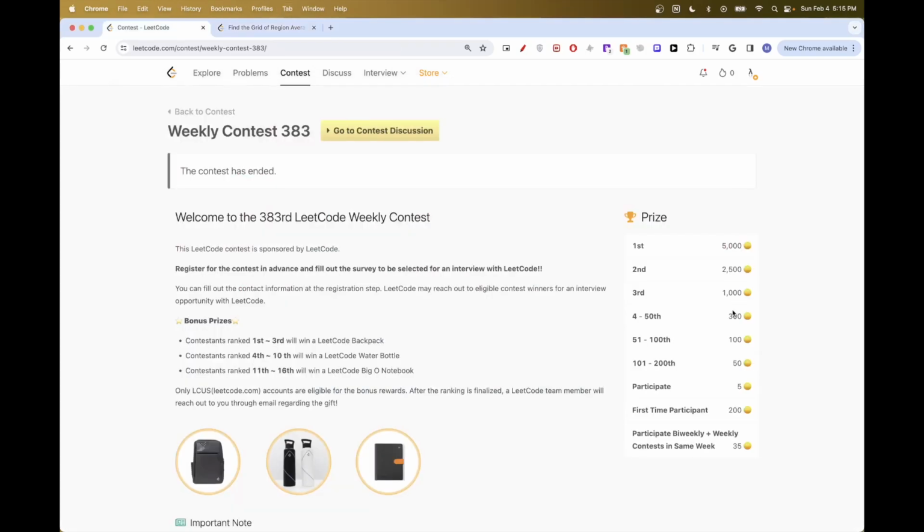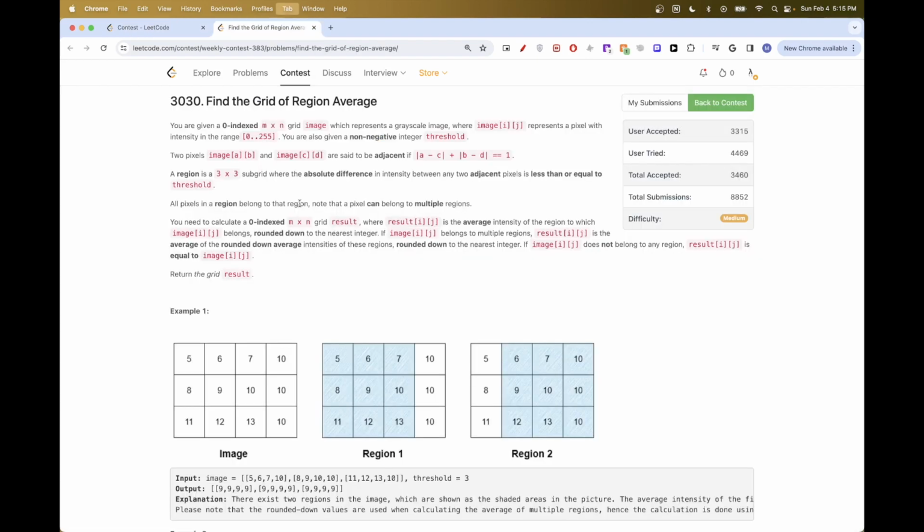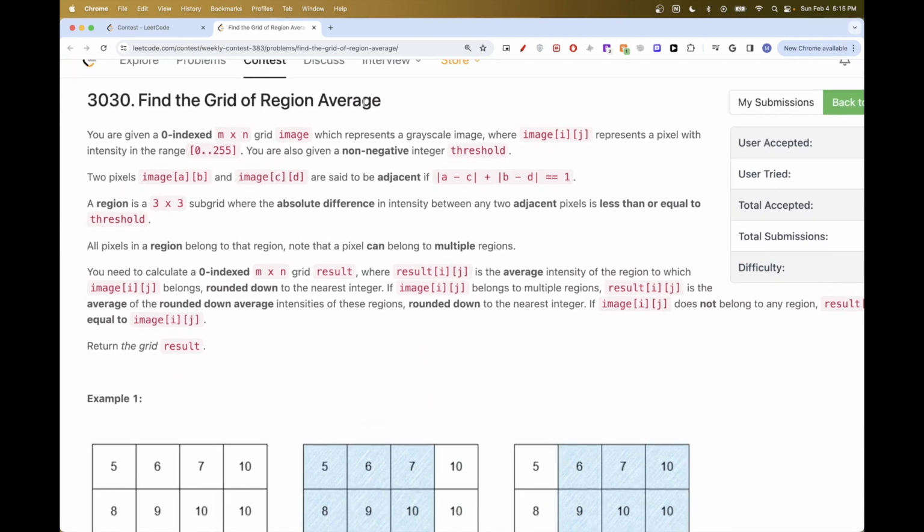Hello, so today we are going to do problems from weekly contest 383, this week's weekly contest. And the third problem is find the grid of region average. Yeah, this problem is very just cumbersome, so just a warning here.